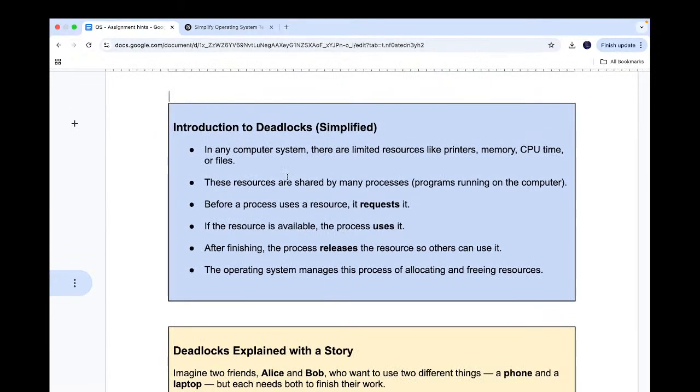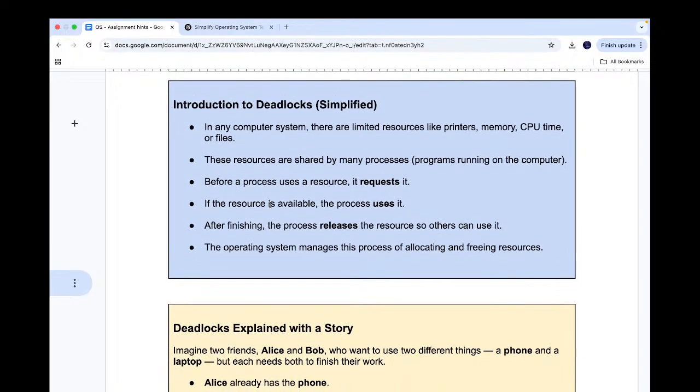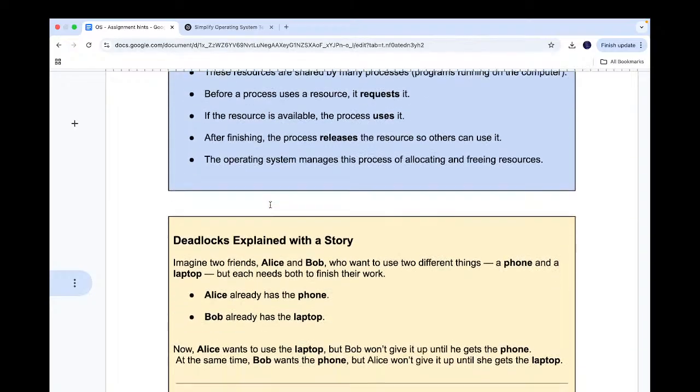Introduction to deadlock simplified. In any computer system, there are limited resources like printer, memory, CPU time, or files. These resources are shared by many processes. Before a process uses a resource, it requests it. If the resource is available, the process uses it. After finishing, the process releases the resource so others can use it. The operating system manages the process of allocating or freeing resources.